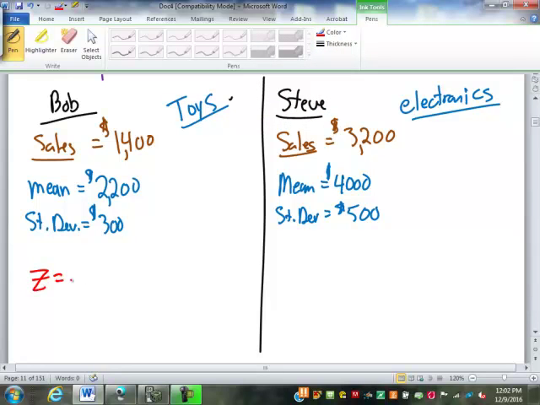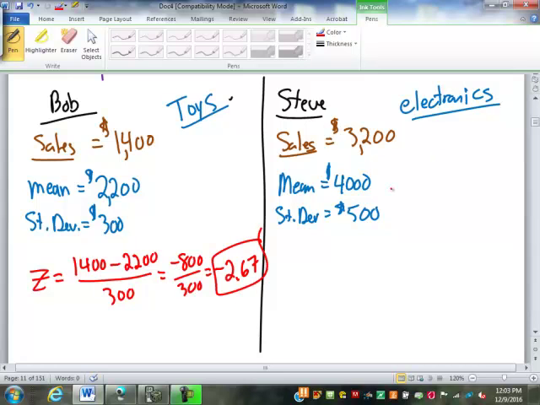If we find the z-score here for Bob, Bob sold 1,400. We subtract the mean of 2,200, and we'll divide by the standard deviation of 300. 1,400 minus 2,200 is a negative 800. Divided by 300 is a negative 2.67. Negative 2 2/3. Bob was 2 2/3, or 2.67 standard deviations below the mean sales for toys.